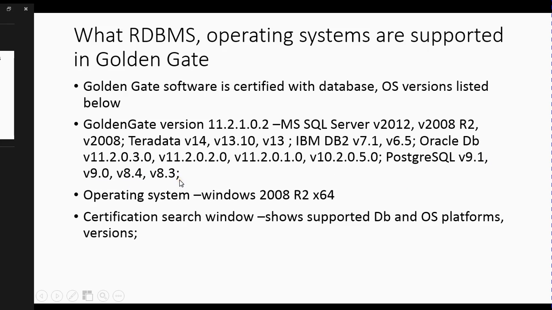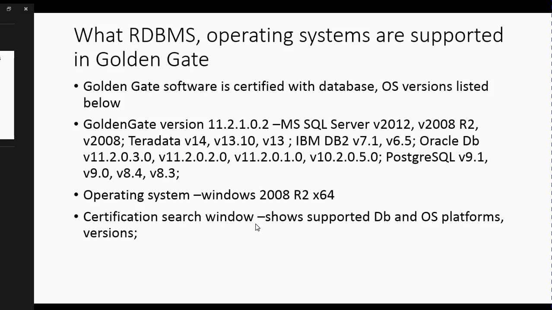I'm taking this information from the certification search window, as I said here at the bottom. It's going to show you which versions are supported. It's going to have a listing of the database platforms as well as the versions that are recognized by the GoldenGate software that you have installed.